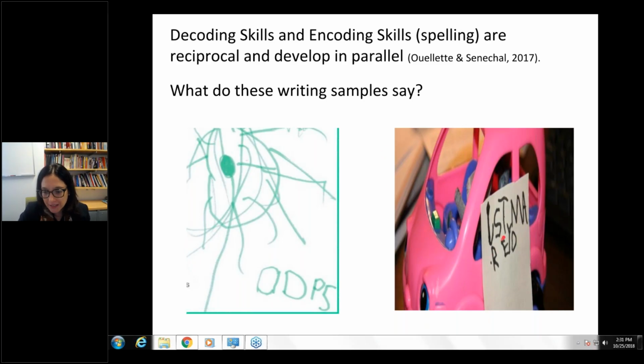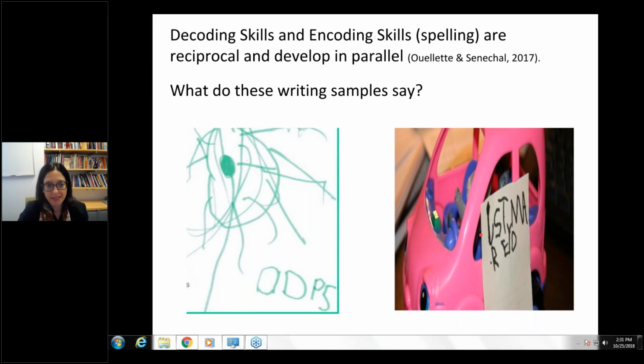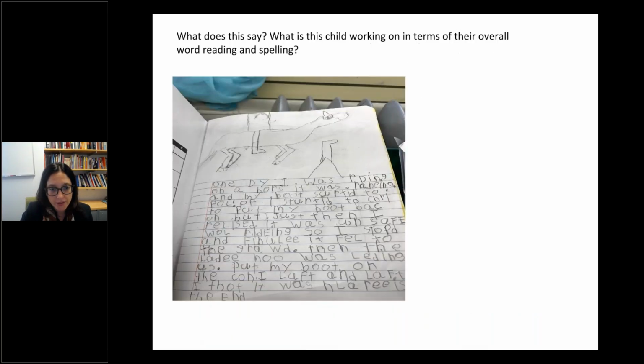But again, this tells us a lot. They have consonants, right? They actually even have some vowels here. Married. They're just missing that e. And again, my point is that early spelling or encoding can really help us understand a child's reading. Why? Because decoding and encoding are really related, and the research in cognitive psychology is just supporting that over and over. So let's move to a little bit of a harder one.